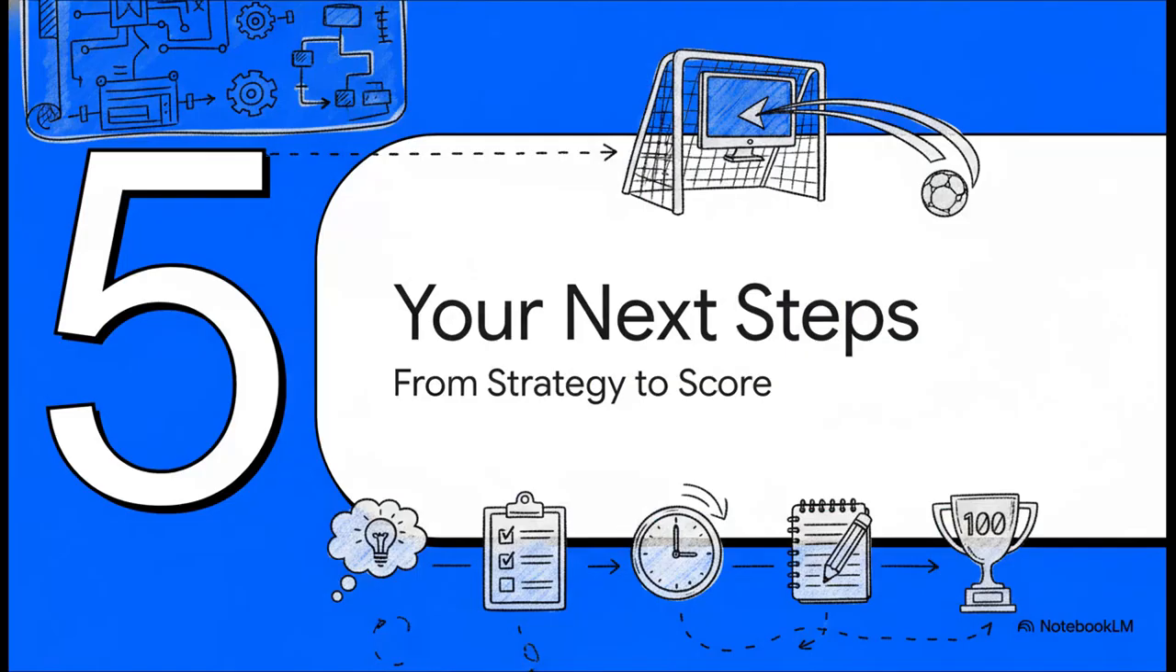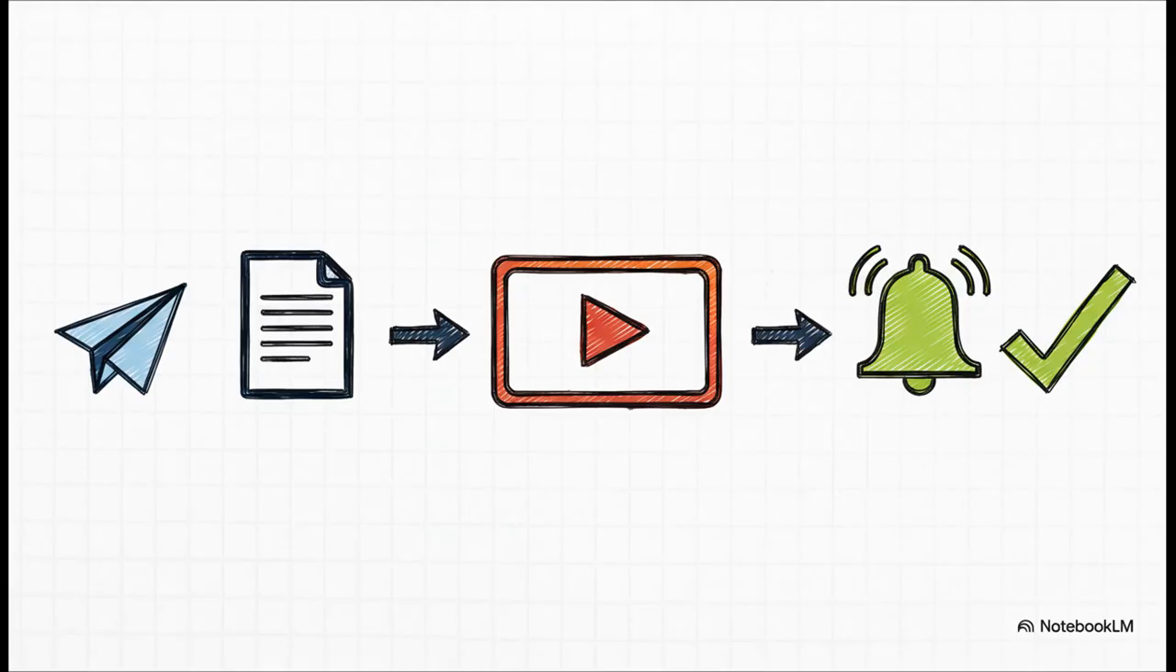All right, you now have the complete blueprint. The roadmap to 100 is laid out right in front of you. But a plan is just a plan, right? It's totally useless if you don't act on it. So what do you do right now to turn this strategy into an actual score? Here is your action plan.